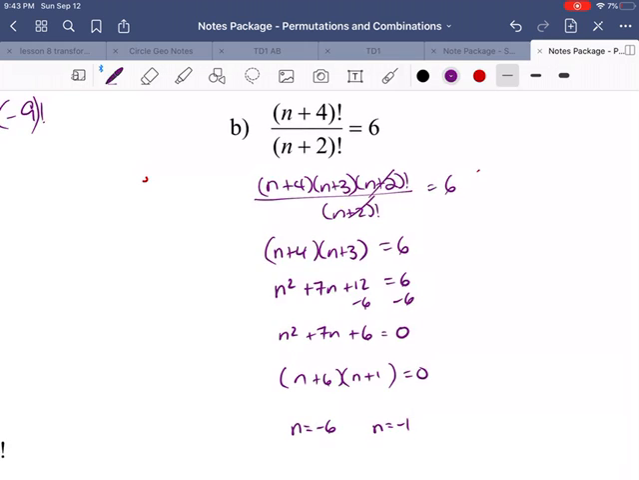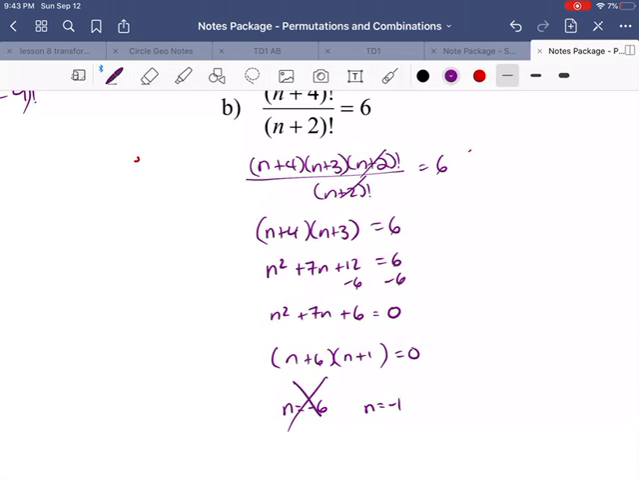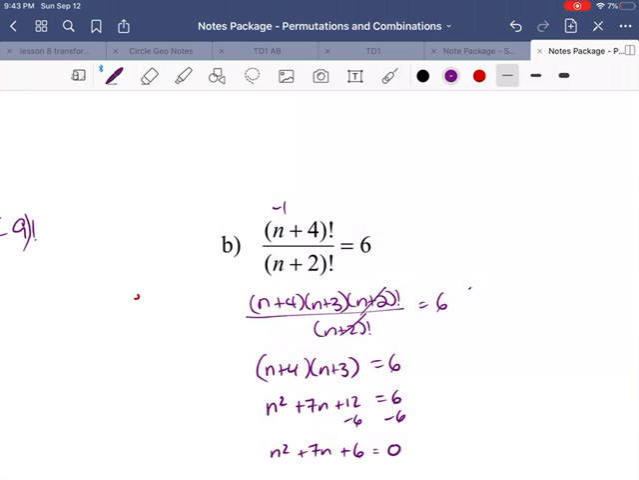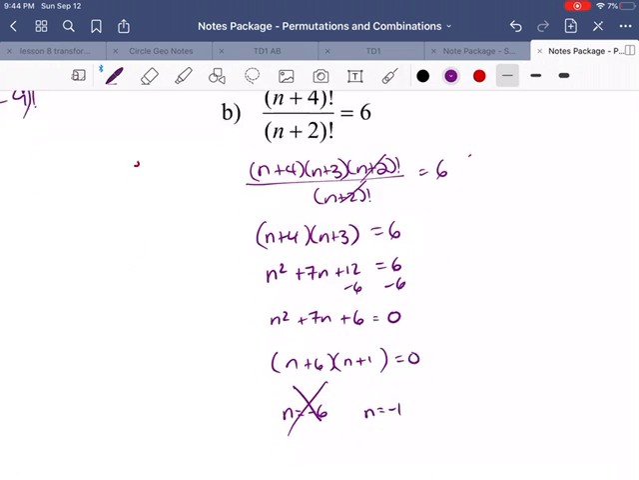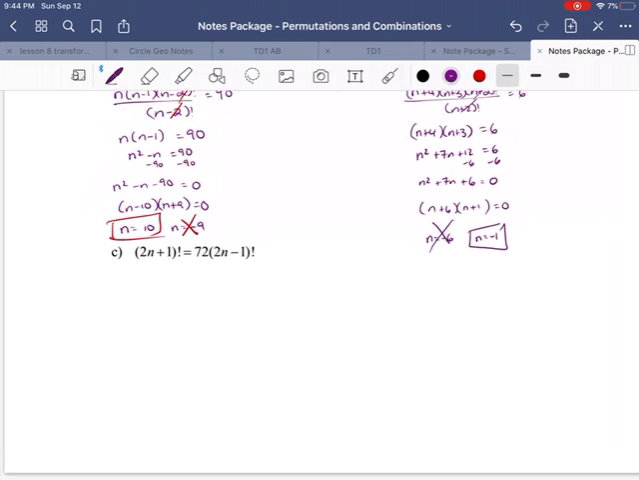Okay? And if you plug those back into the original expression, if I put -6 here, I'm going to end up with -2 factorial, which we said is no good. So right away we can say that -6 is not an option. If we put -1 into this part here and this part here, you're going to get 3 factorial over top of 1 factorial. Those are both positive natural numbers, so in fact, this option does work.